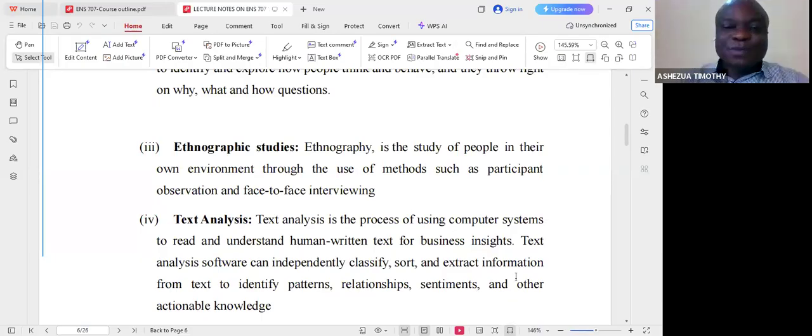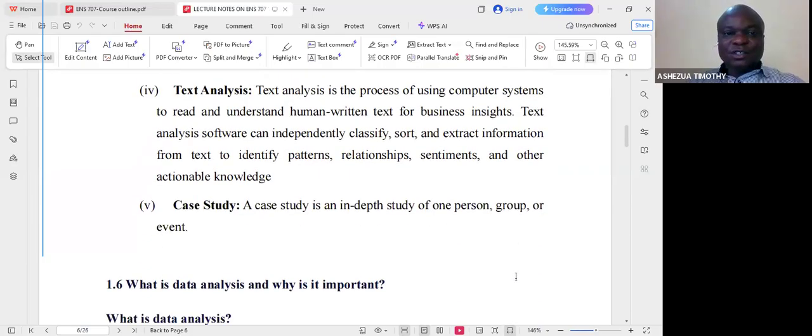SPSS, good. SPSS. Deploy some software to handle text analysis. Case study. I think this one is very clear.